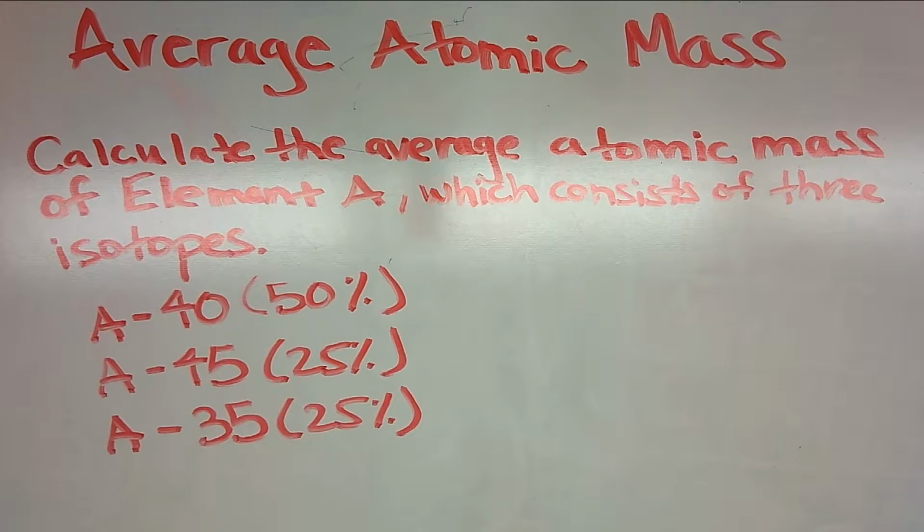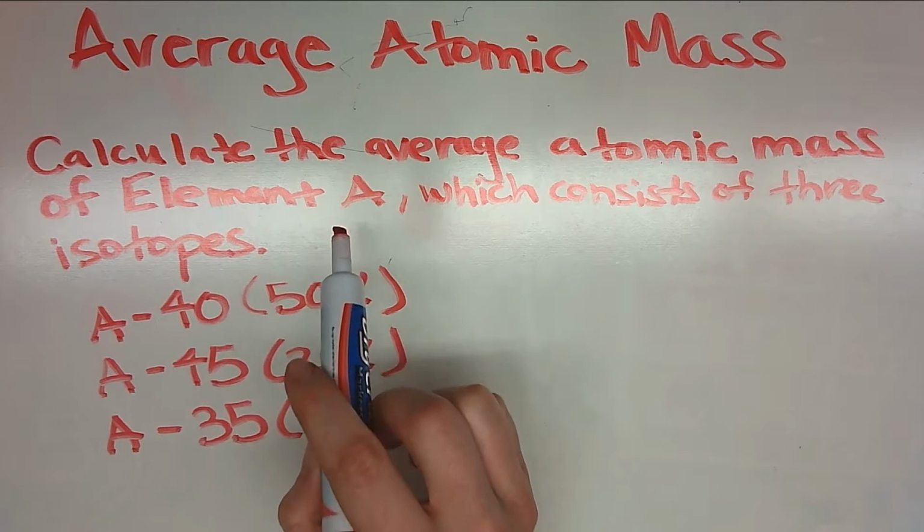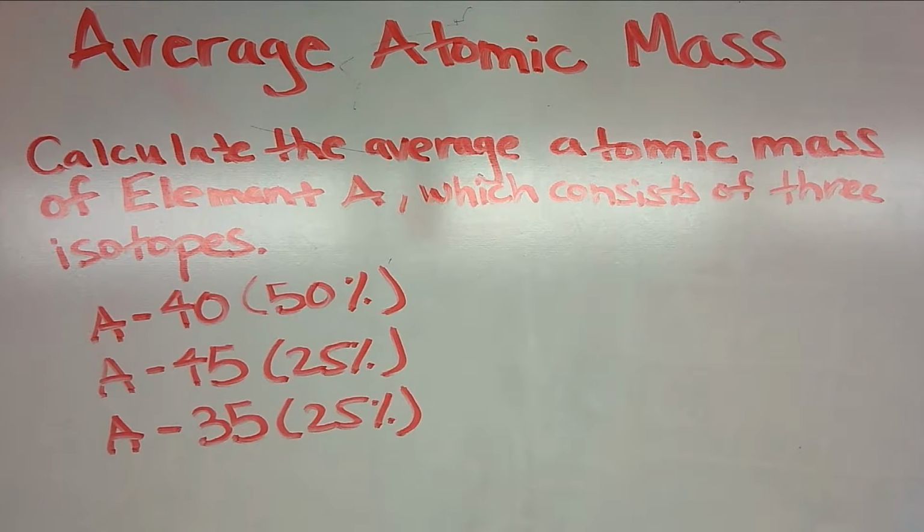Hey chemistry students, and welcome to a tutorial on the average atomic mass. Today we're going to calculate the average atomic mass given a certain element A, which consists of 3 different isotopes.